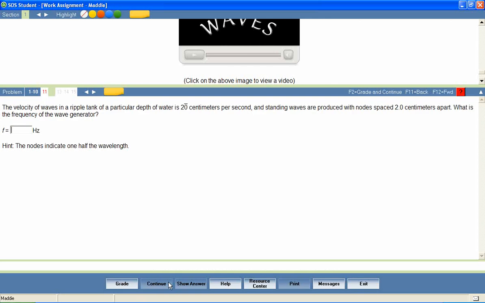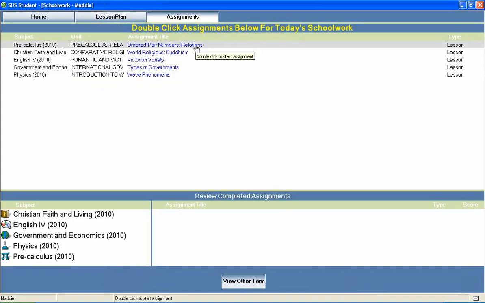The lesson is complete when all questions have been answered correctly, or the student has exhausted his allowed attempts on each question. The student can then return to the home page to continue through the rest of his daily assignments.